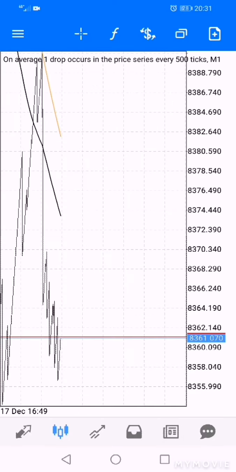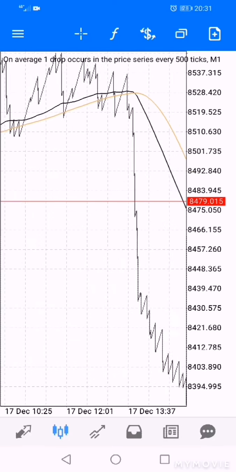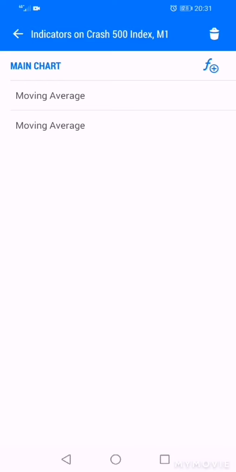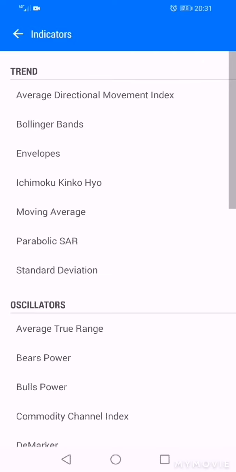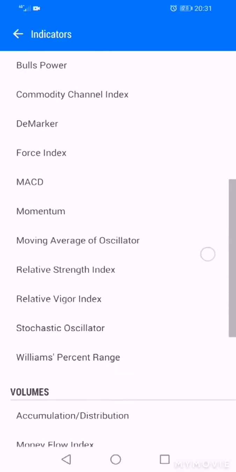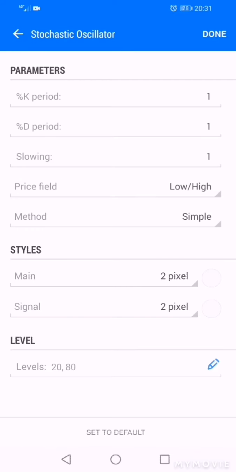But then we need our window indicator, because we can't trade. Anyone who trades without a window indicator is committing suicide, financial suicide. So we're gonna add the indicator. You press your main chart, you go to oscillators. Ours is the stochastic oscillator, and those are your parameters.